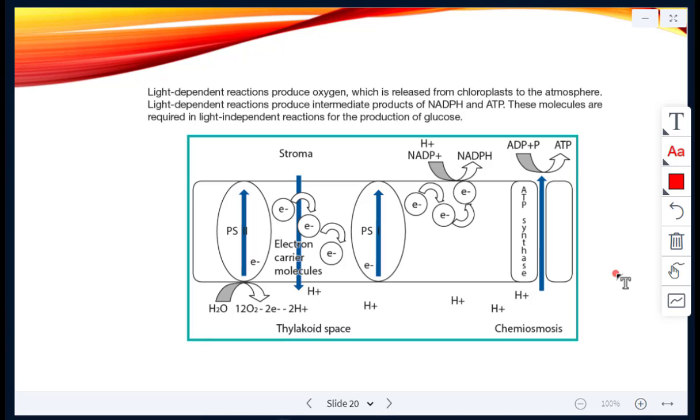So light-dependent reactions produce oxygen. It gets released from the chloroplasts to the atmosphere. They also produce intermediate products of NADPH and ATP, which are the molecules that are required in the light-independent reactions, where glucose will be produced.